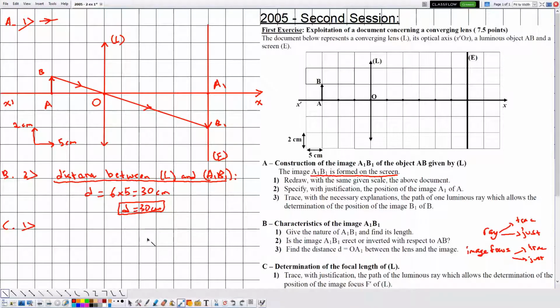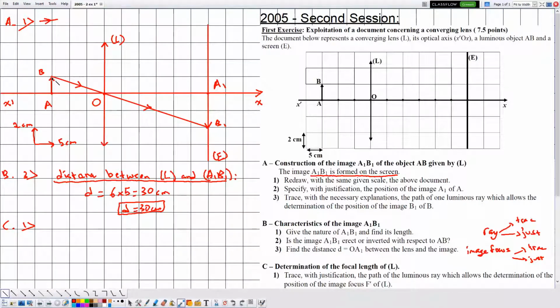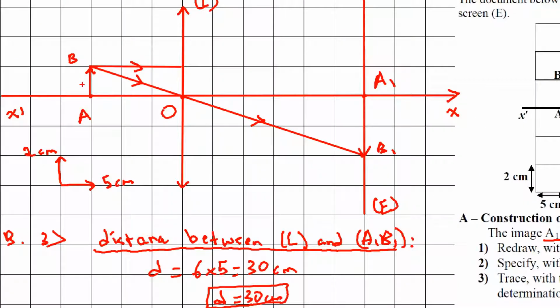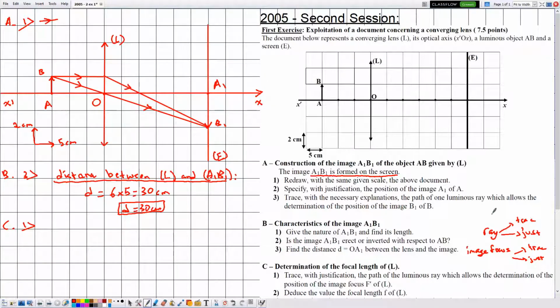And this ray must be issued from B. So we know that always that incident parallel ray is related to the image focus. Therefore, if we consider an incident ray issued from B parallel to the optical axis, and we don't forget arrows on light rays. Now in this case, this ray will emerge passing through the image focus, but yet we don't know the image focus. Therefore, this ray will emerge going to the image B1, because we know that all incident rays issued from B emerge going to B1. So this is the tracing of this ray.